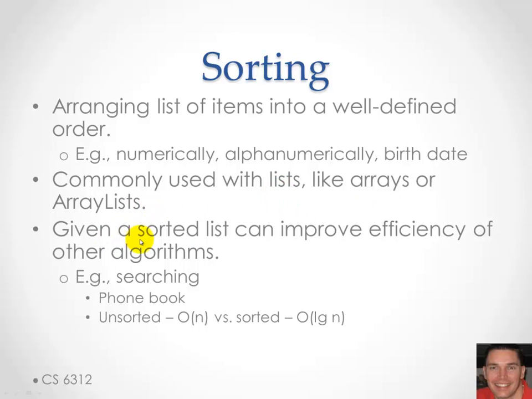And we know that if we're given a sorted list, that can improve the efficiency of other algorithms. For example, if we have a sorted list, we can use the binary search. And so then we can have a log n search instead of an order n search.